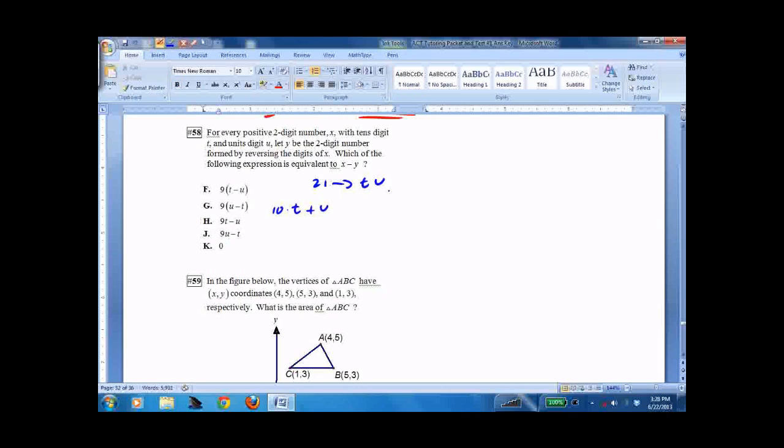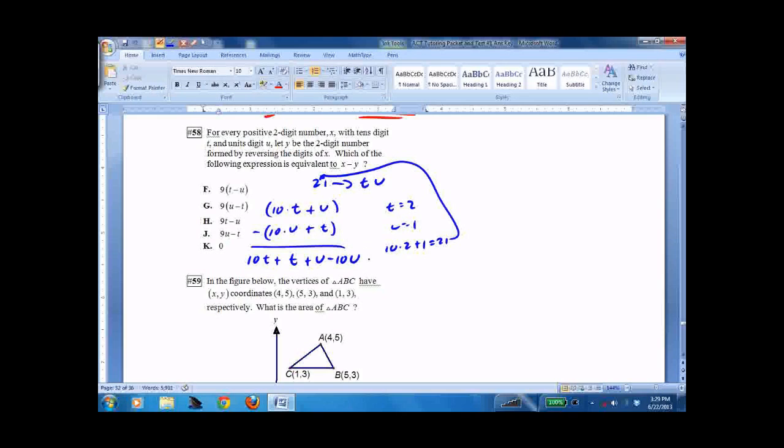So for example, t equals 2, u equals 1. 10 times 2 plus 1 equals 21. So that's just how it works. Very confusingly written problem. That's the first number. The second number is flipped. 10 times u plus t. And we take them and we subtract the second one. So we get 10t plus u minus 10u, which equals 11t minus 9u.